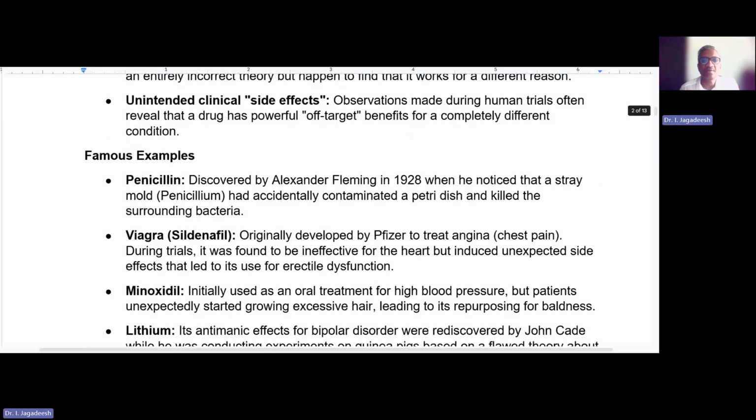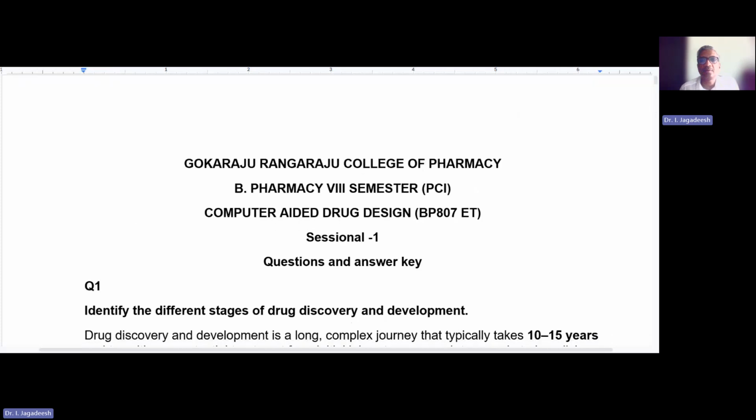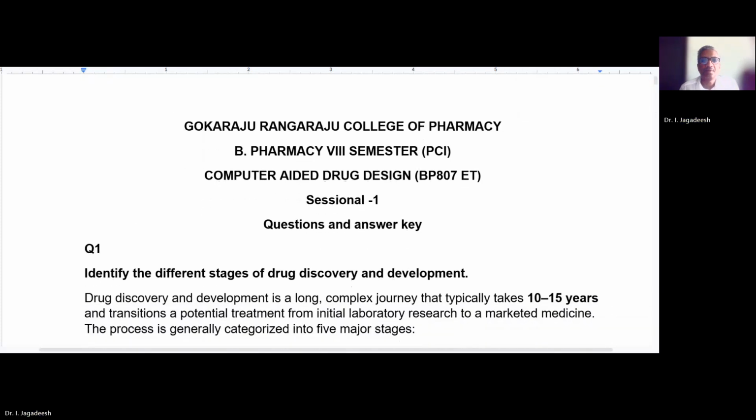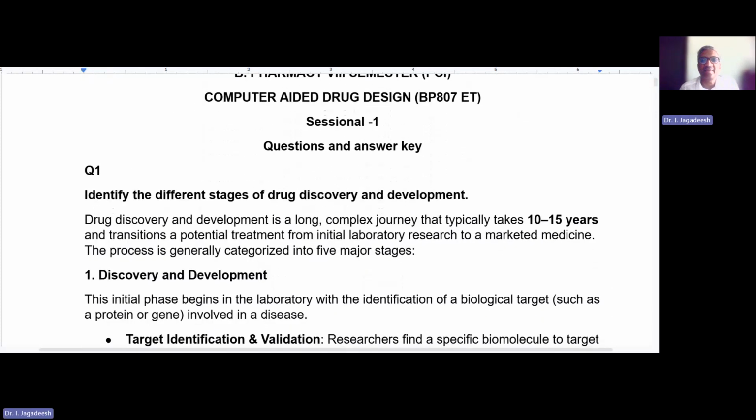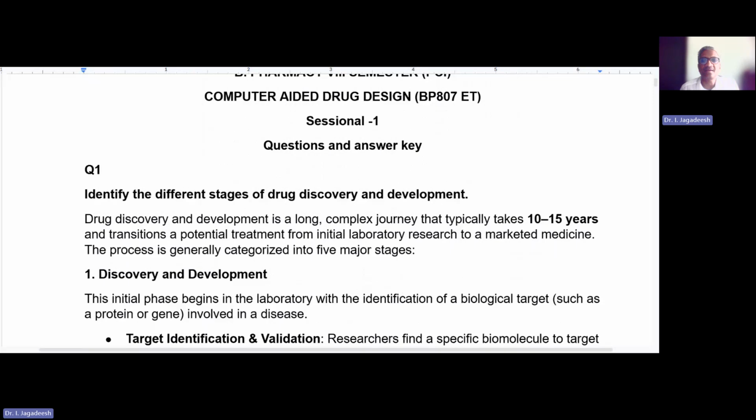Good afternoon, everyone. So now we are going to have the computer-aided drug design remedial class. In this particular class, we will cover how to attempt the questions in the sessional and what is the minimum answer expected to be present in the examination. If we are able to know it, we will not face any problem in the term end.